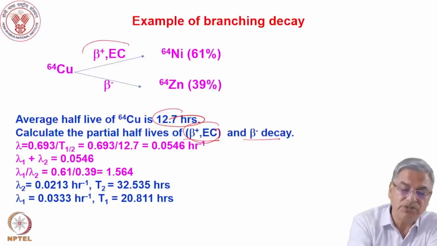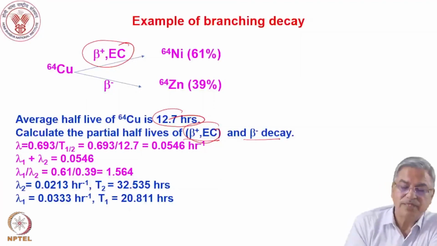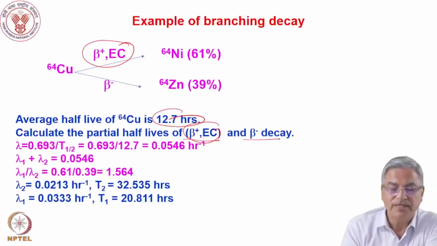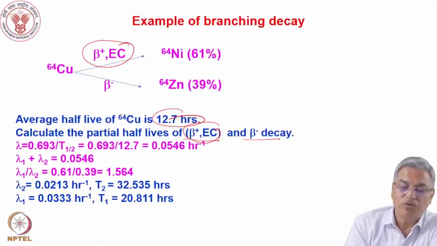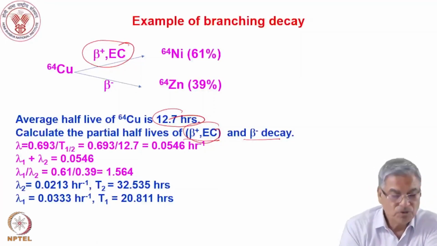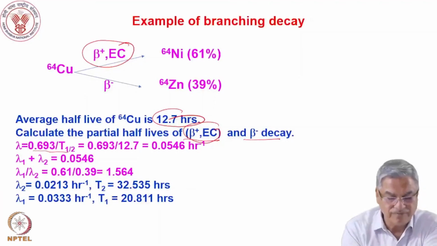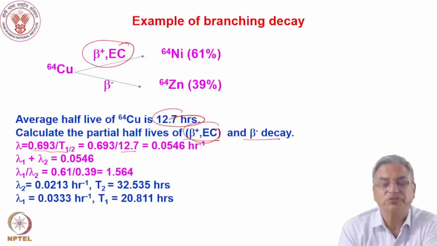Beta plus EC is one channel. This is called electron capture. When beta plus decay does not happen, then there is a competing mode of decay to beta plus decay, that is called electron capture. We will discuss this in more detail in nuclear decay. So now the decay constant for copper 64 is 0.693 upon T half, and that T half is 12.7 hours. So you can write it as 0.0546 hour inverse.